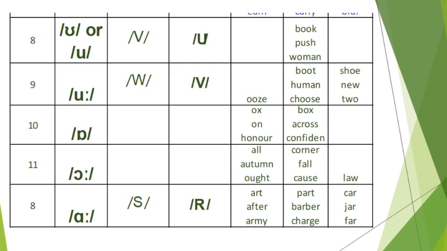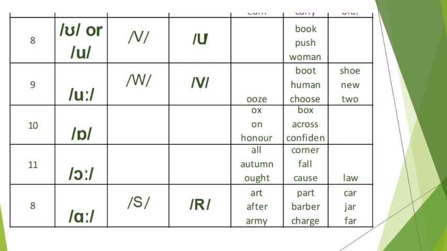Yeah, the last 12th, the number is mistaken. The 12th one, this is ah. The mouth is open, lips are loosely arranged, not rounded, and the tongue is flat. Keep your tongue flat and say ah.